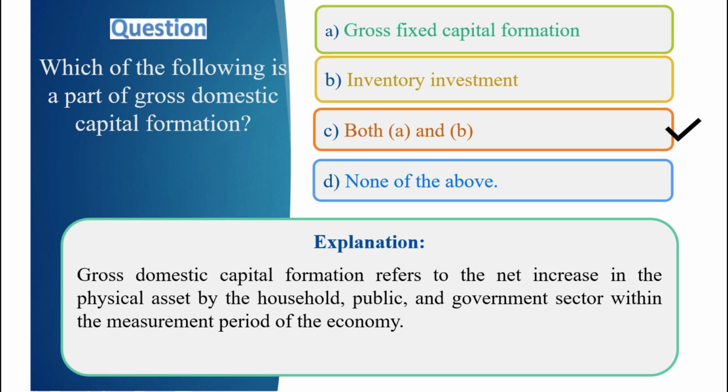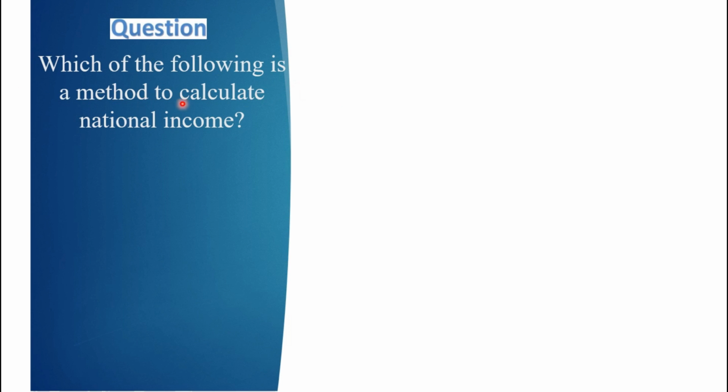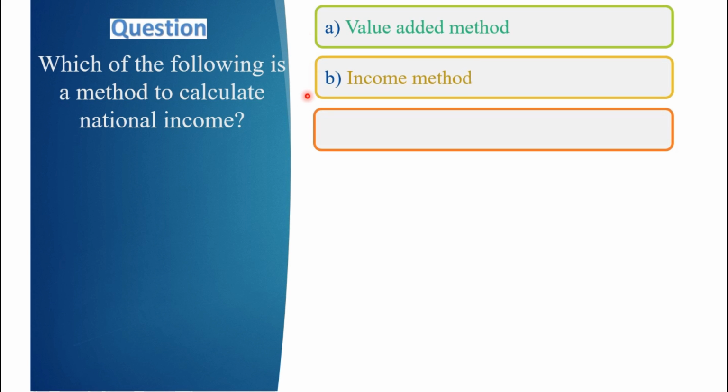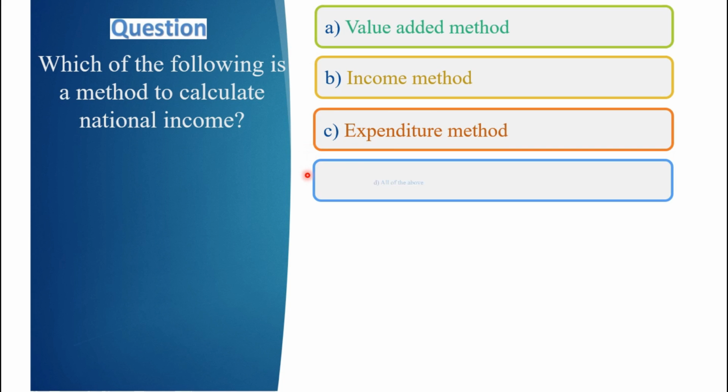Our next question is, which of the following is a method to calculate national income? इनमें से कौन सा मेथड है जो कि कैलकुलेट करता है नेशनल इनकम को? ऑप्शन नंबर 1, वैल्यू एडेड मेथड. ऑप्शन नंबर 2, इनकम मेथड. ऑप्शन नंबर 3, एक्सपेंडिचर मेथड. और ऑप्शन नंबर 4, ऑल ऑफ द अबव. एंड द करेक्ट आंसर फॉर दिस क्वेश्चन इज ऑप्शन नंबर डी, ऑल ऑफ द अबव.